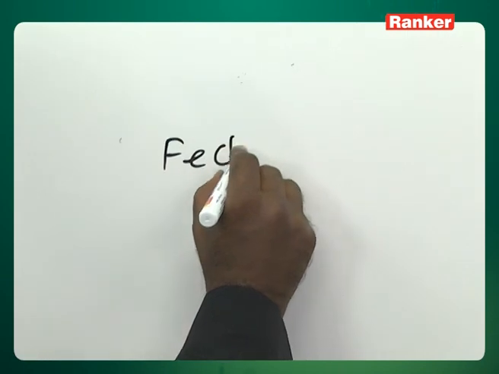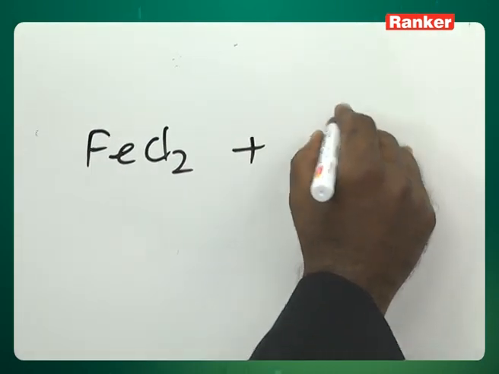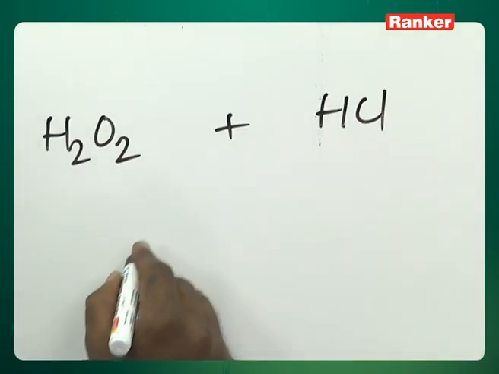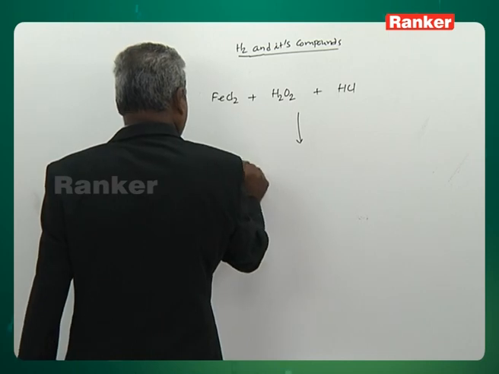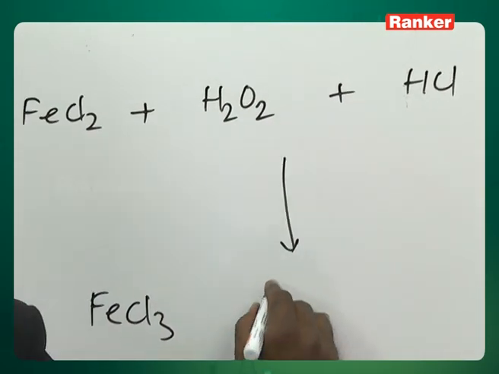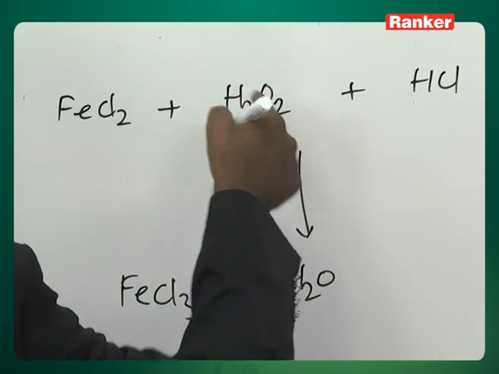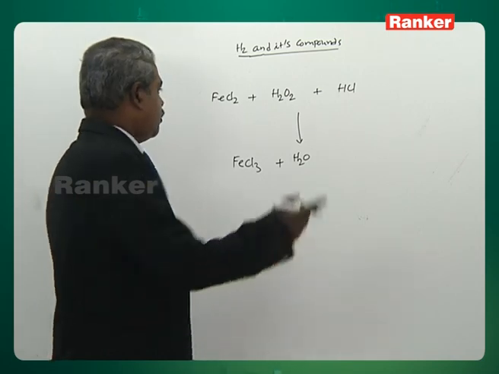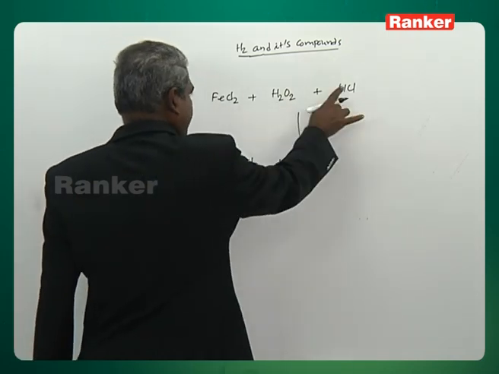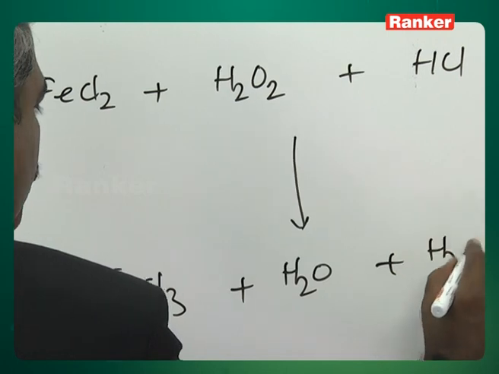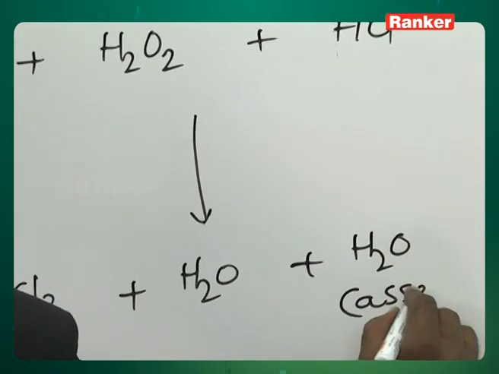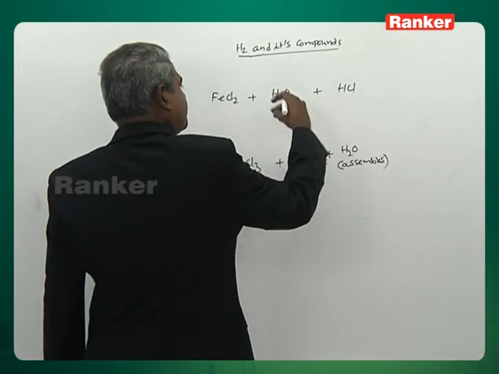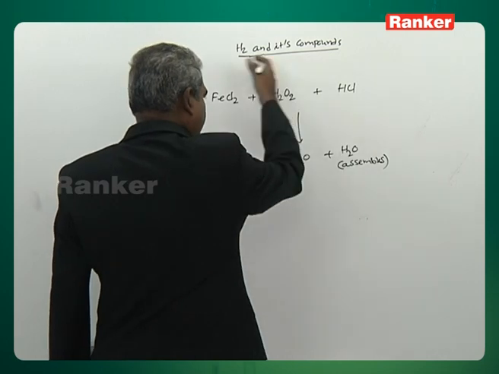FeCl2 plus H2O2 plus HCl. It becomes FeCl3. H2O2 becomes H2O. And what happened to that extra oxygen? The additional oxygen, the second oxygen of H2O2, that oxygen, the electrons here and the protons here, it becomes H2O. I call it the assembled H2O. Assembled in the sense, electrons from one place, oxygen from some other place, protons from a third one. I have assembled all of them.